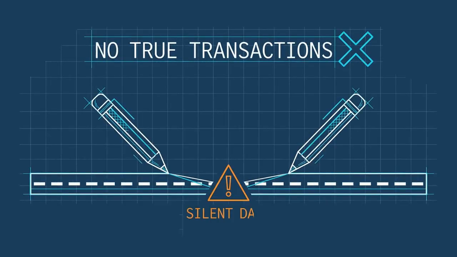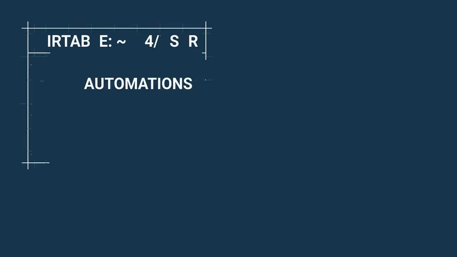Neither platform supports true transactions, rollback, or row-level locking, meaning concurrent writes in operational workflows carry silent data corruption risk.